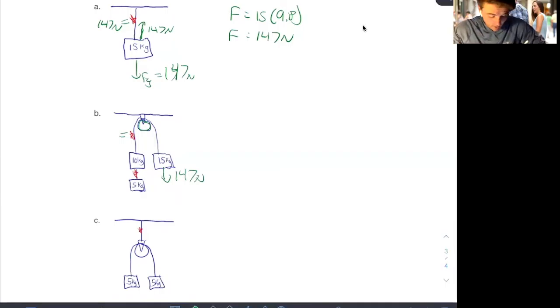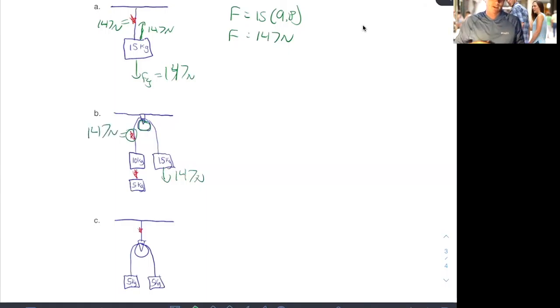On the other side, we have a 10 kilogram block attached to a 5 kilogram block below this rope. So this rope is bearing the weight of the 10 and the 5 kilogram blocks. That's important because you can combine these two, and both of them are going to be pulling down with an equal and opposite force of 147 newtons. That makes sense because our blocks aren't moving. So the tension in this rope is going to be 147 newtons.